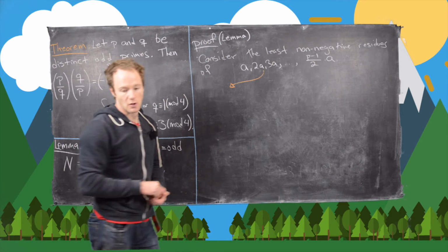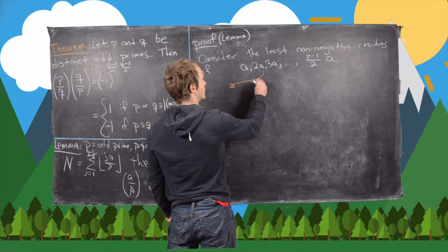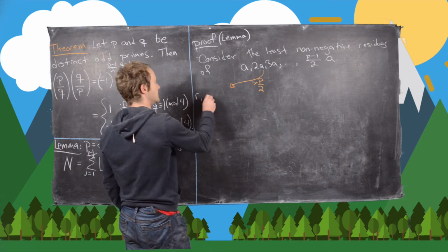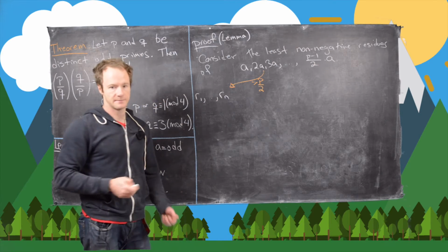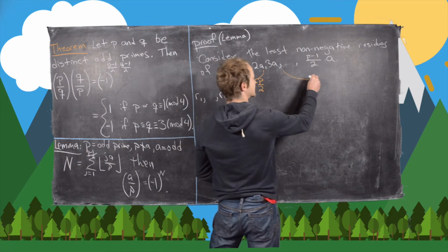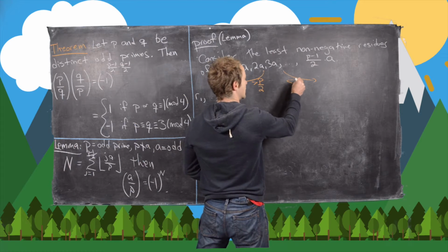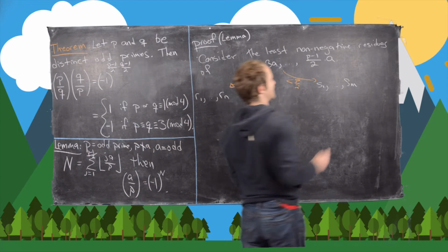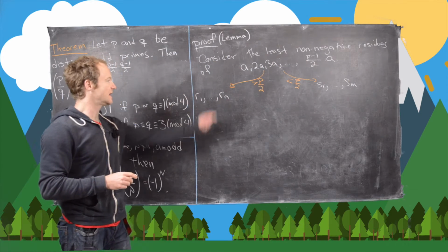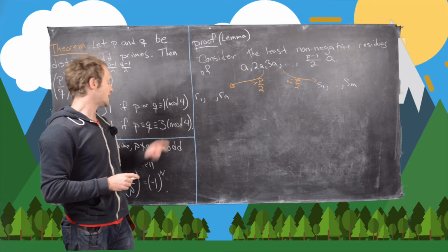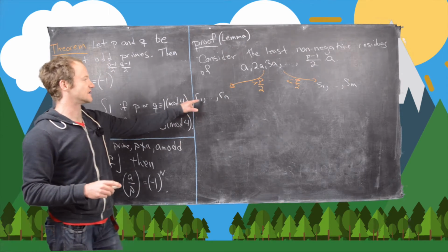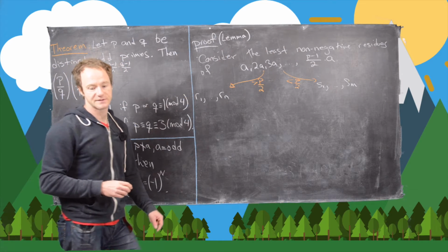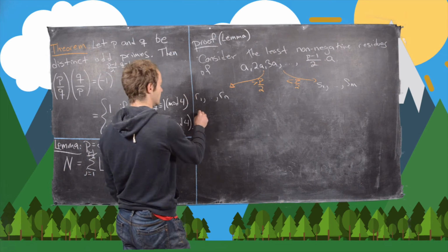I want to split these, one into the set where they are greater than P over 2, and I'm going to call those R1 up to Rn. And then I also want to split it into the set that's less than P over 2, and I'll call those S1 up to Sm. Okay, good. And now let's recall from Gauss's lemma, we know that A by P is -1 to the little n, and we'll actually use that in the very end.